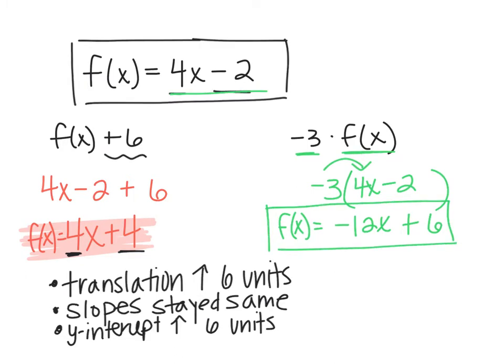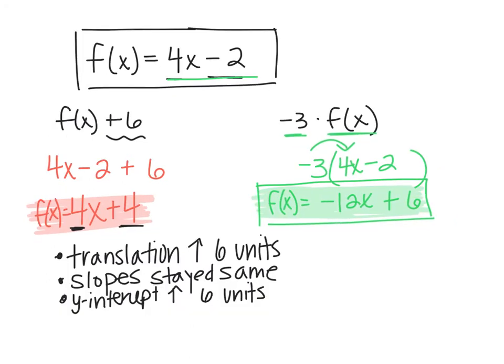Okay, so now on this one, I'm going to do some comparing as well. First thing I notice is that I am timesing it by negative 3. When I times the entire function by something, it's going to stretch or shrink vertically. Since it's a whole number, it's going to stretch vertically. So I'm going to list that to start with.